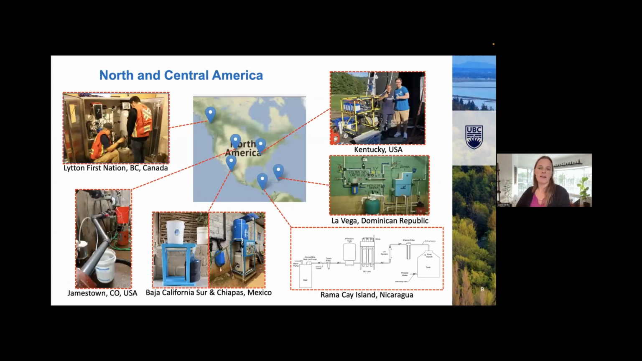Okay, I'm going to start off by giving a broad overview of all 19, and then at the end I'll cover about 4 of them in more detail and talk about some of the highlights. Starting off with North and Central America, I'll start from the top left and go clockwise around the screen. The very first one was in Lytton, a First Nation in British Columbia here in Canada. This was done in partnership with the Rezo Center for Mobilizing Innovation, through Majid Mohseni, who's also a professor here at UBC, and through a collaboration with the Lytton First Nation. It was to serve 5 households.